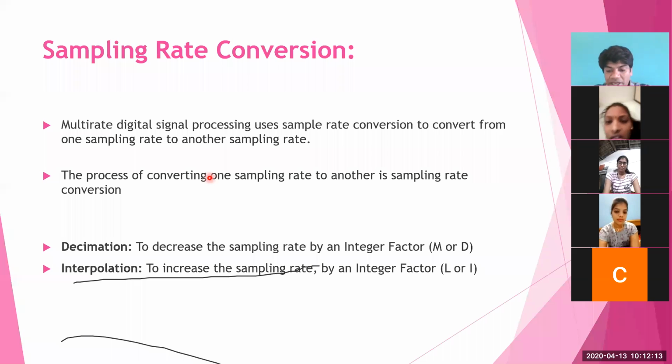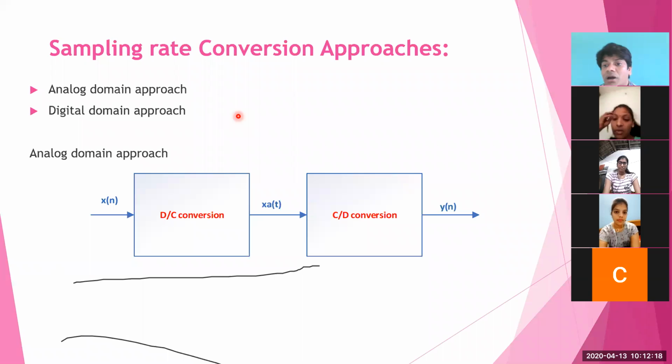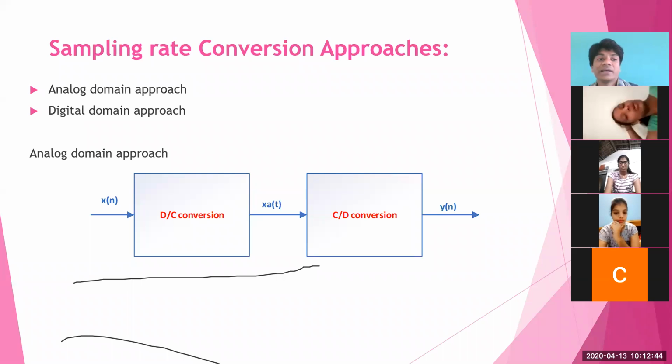Okay, so next, now it is clear that we have two kinds of sampling rate conversions. One is the decimation process, another one is the interpolation process. Again, I'll be repeating them. Decimation is decreasing the sampling rate by a factor of D or M, depending upon the notation which we follow. And similarly, interpolation is increasing the sampling rate by a factor either I or L.